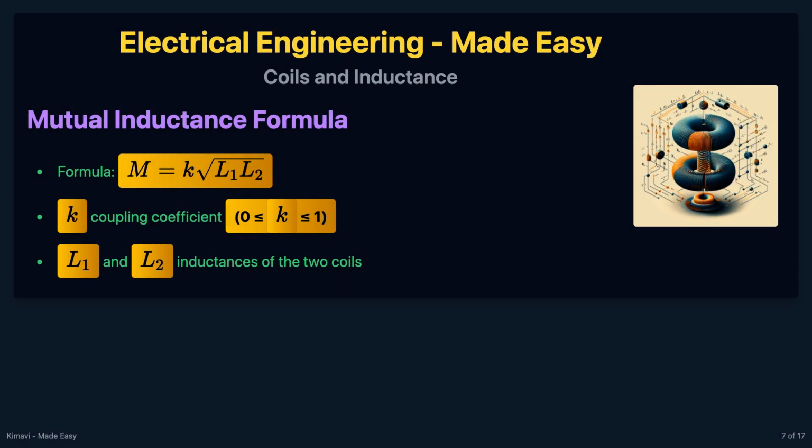The mutual inductance between two coils is given by the formula M equals K times the square root of L1 times L2, where K is the coupling coefficient, which ranges from 0 to 1, and L1 and L2 are the inductances of the two coils.